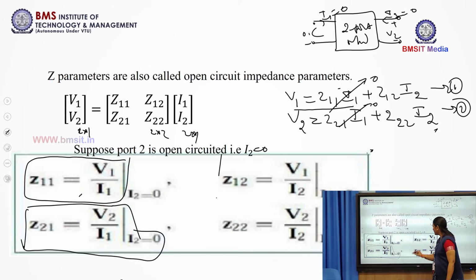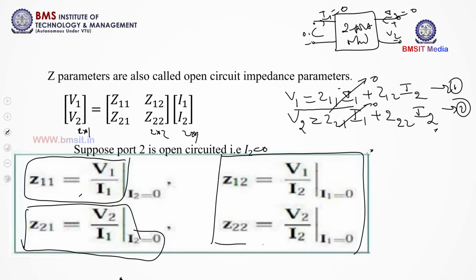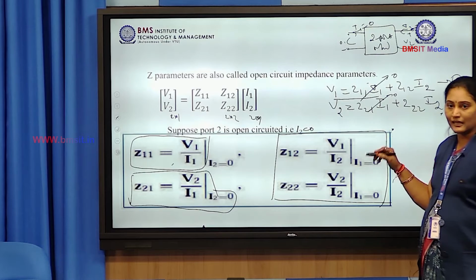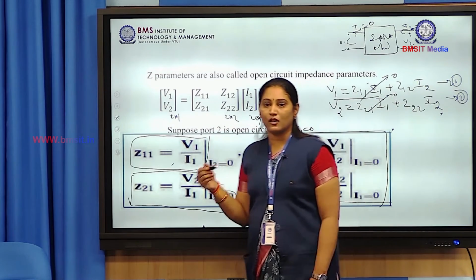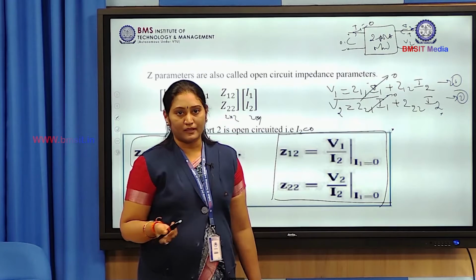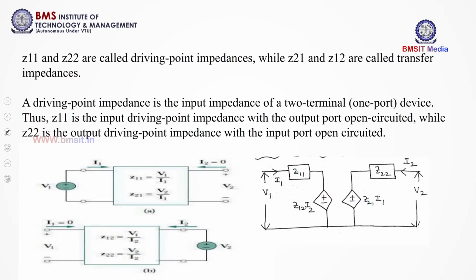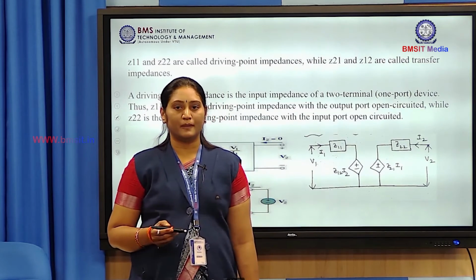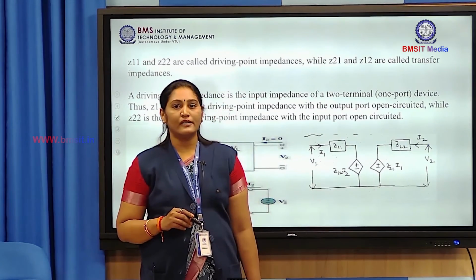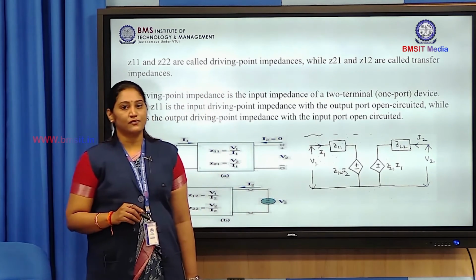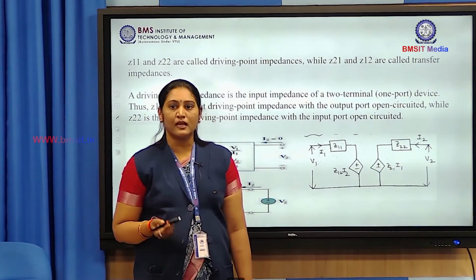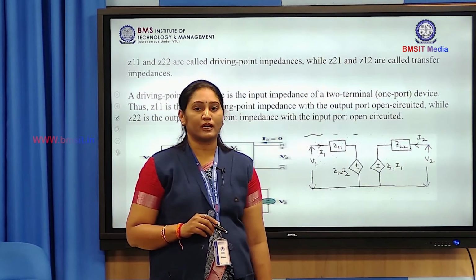Okay. So we got the expressions for the Z parameters, or impedance parameters, by considering the ports as open circuit. That is the reason these Z parameters are also called open circuit parameters. Now Z11 and Z22 are called driving point impedances, whereas Z12 and Z21 are called transfer impedances. Z21 is called the reverse transfer impedance and Z12 is called the forward transfer impedance.